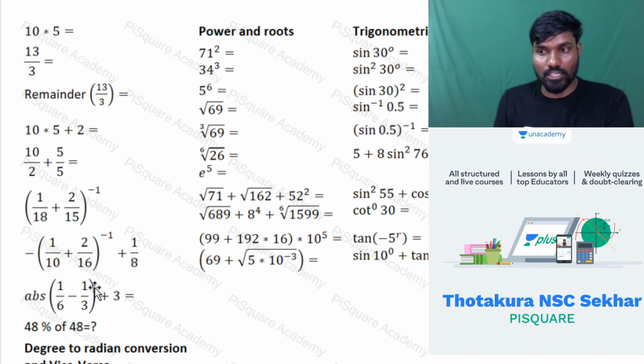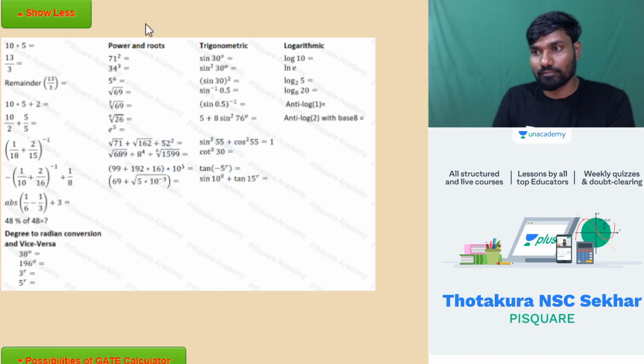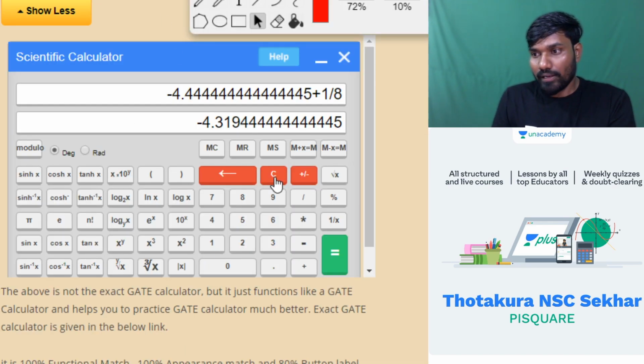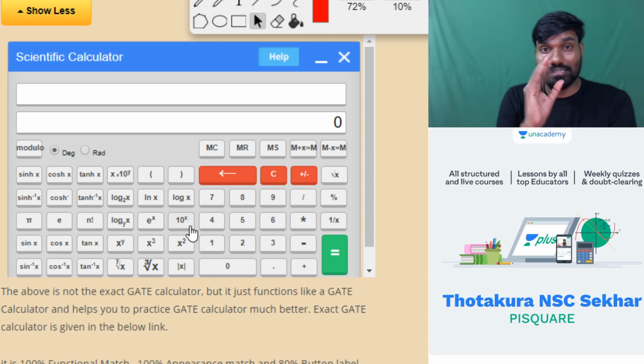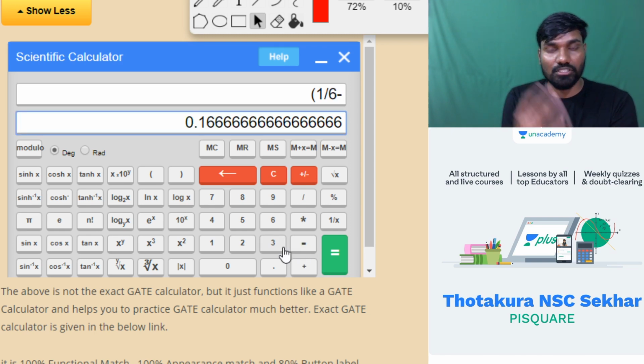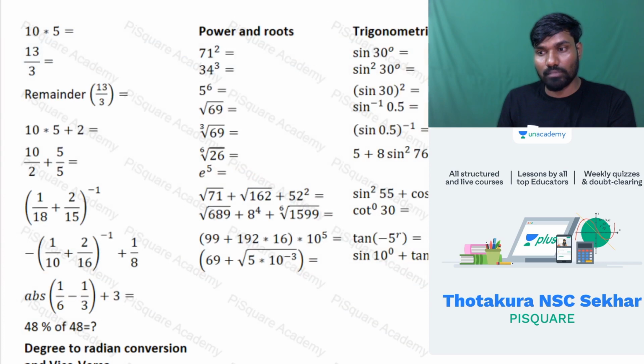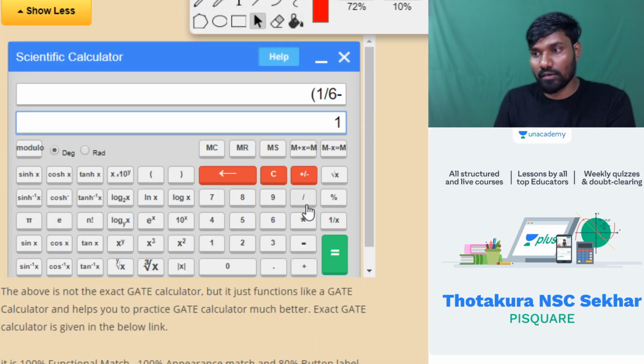1 by 6 minus 1 by 3 plus 3, absolute value of this. Let's see that. Yeah, clear this first. Always clear. Then what do you have? 1 by 6. You can use bracket if you want. Better use bracket. That will be a much better one. Good practice. 1 by 6 minus 1 by 3.